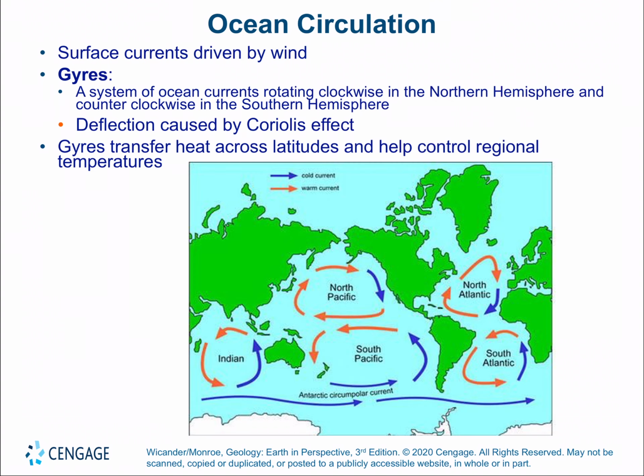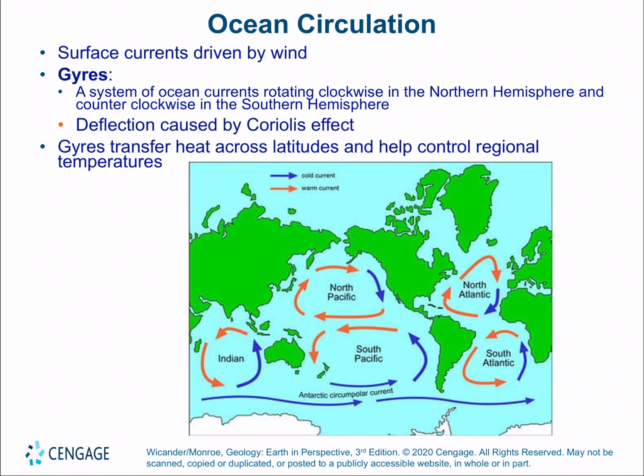Now, we know that our surface currents are driven by our wind, but what about our ocean circulation? In our ocean circulation, we see what's called a gyre. A gyre is a system of ocean currents that rotate clockwise in the northern hemisphere and counterclockwise in the southern hemisphere. That deflection is caused by the Coriolis effect that we mentioned earlier. So the gyres are what's going to help transfer heat across the latitudes and help control the regional temperature.